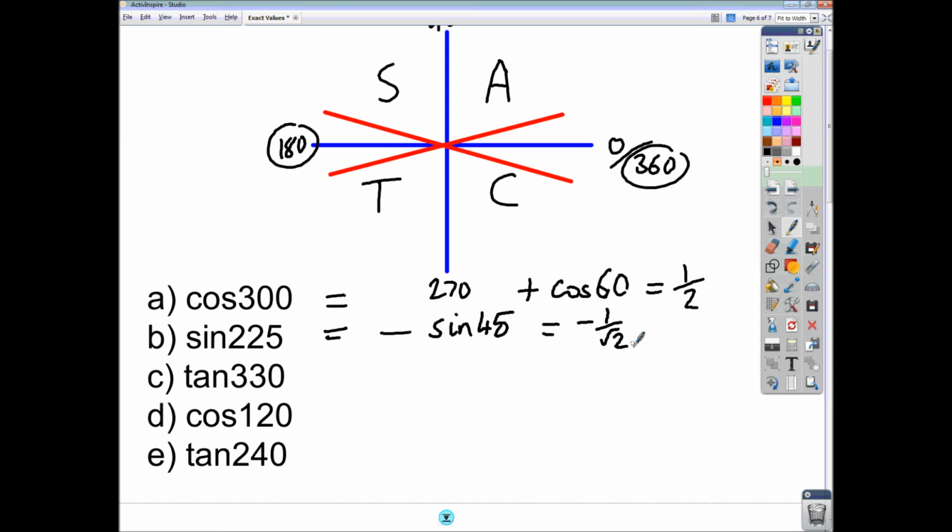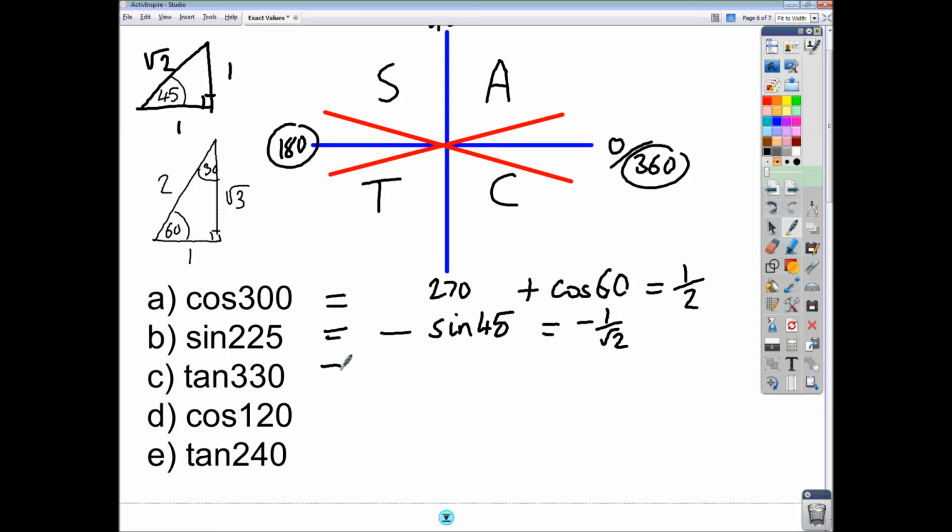Okay, so it might not do any harm actually to sketch our triangles just so we can remember. So we had the one that came from the square, where our angle was 45, and we also had the one that came from the equilateral triangle, like so.